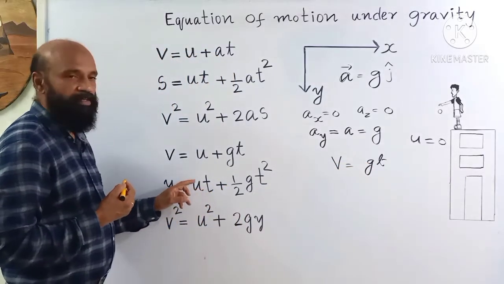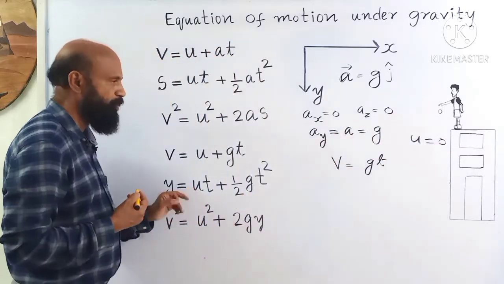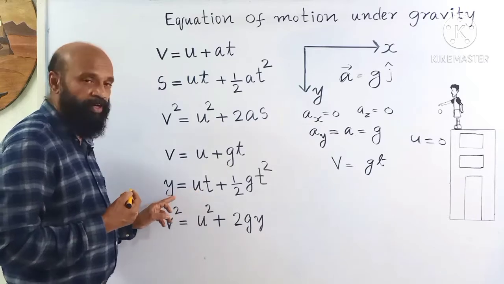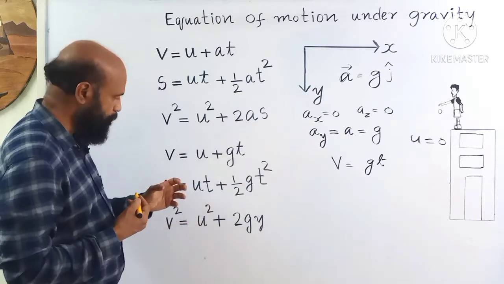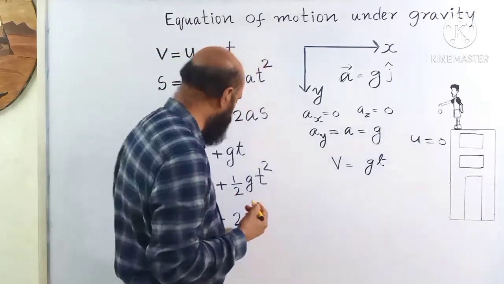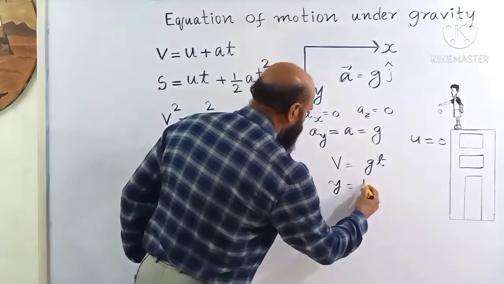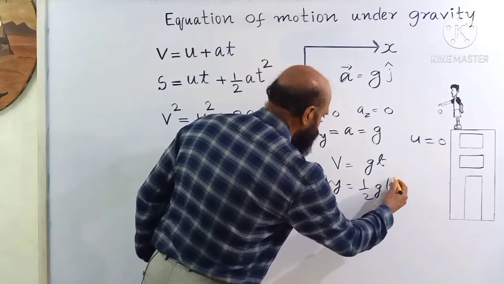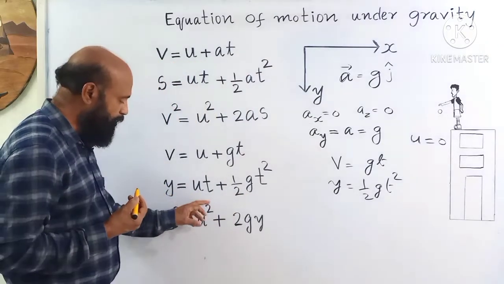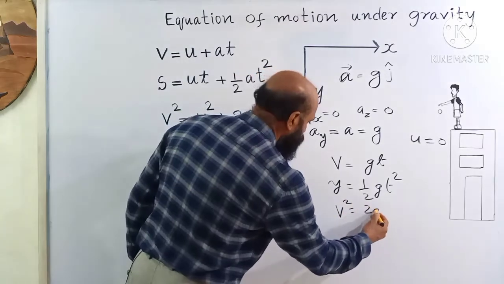Similarly here, if the boy is dropping this ball, initial velocity is 0. Throwing, initial velocity is not 0, then y is equal to ut plus half gt square. If dropping, initial velocity is 0, then this term will be 0, so y is equal to half gt square. In this relation, dropping, initial velocity will be 0, so v square is equal to 2gy.